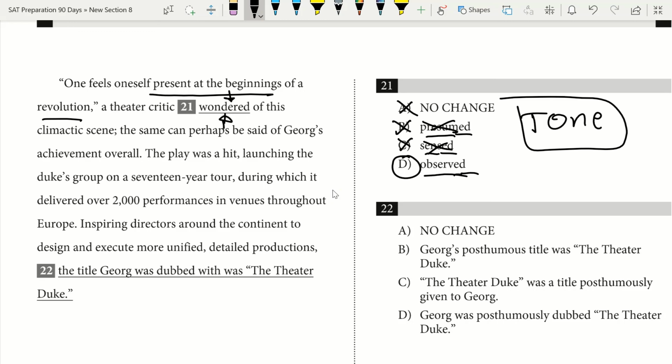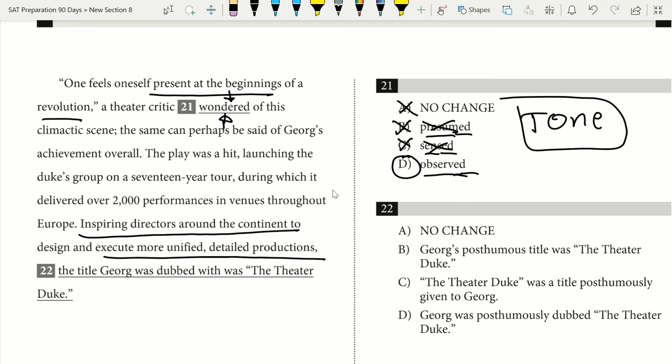All right, so now we can drop down here. We've got inspiring directors around the continent to design and execute more unified, detailed productions. Okay, keep in mind this is my closing sentence of my passage, so I always want to make sure that I'm summing it up with the big picture. In this case, though, we're not really given any prompt here. Normally with the last sentence in a passage, I'd be looking for some sort of prompt for my question, like the author wants to conclude with this. In this case, there is none. So I don't even have to worry about that, because this question is really just a question of modifiers, okay?